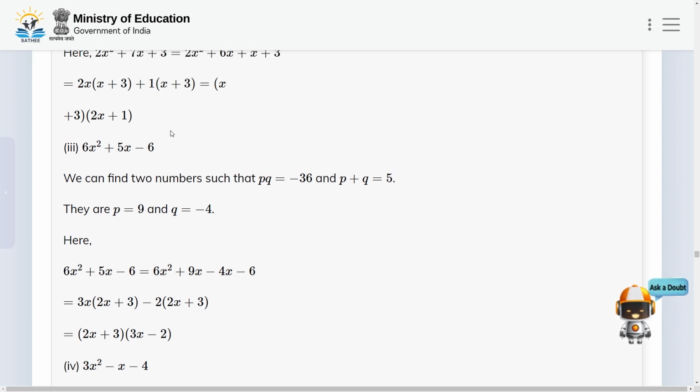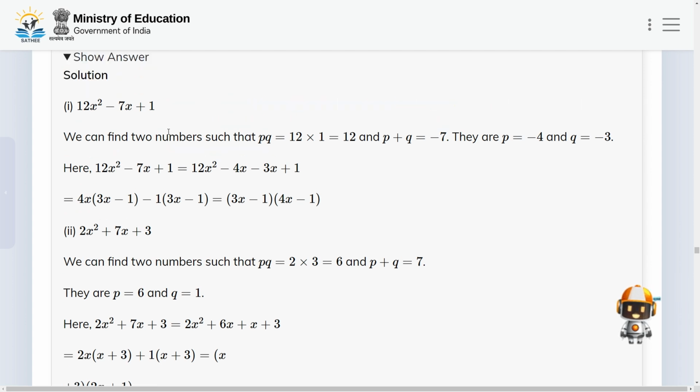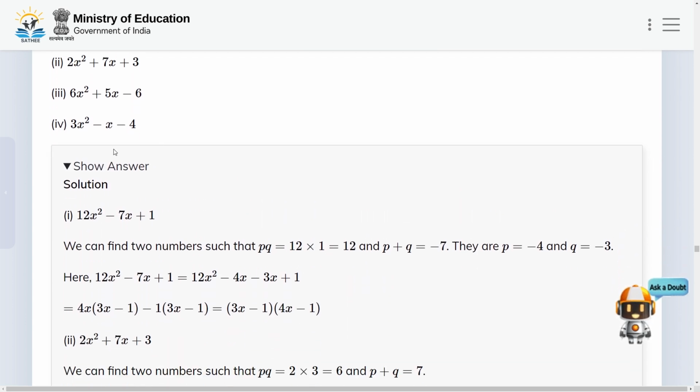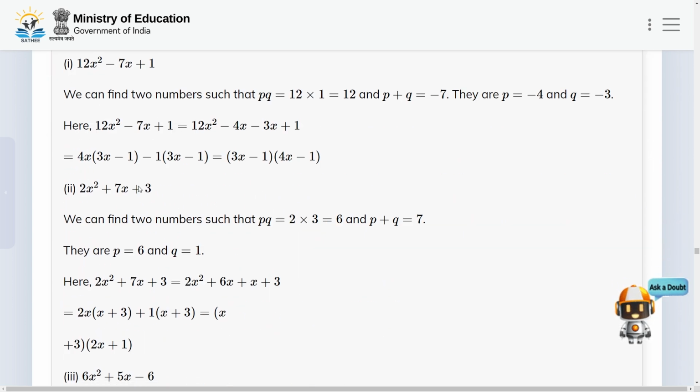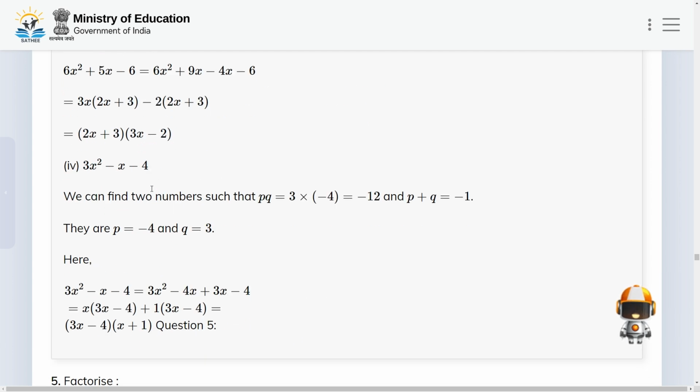Okay, so now let us factorize the fourth one. In the fourth one, we have 3x square minus x minus 4. We can find two numbers such that pq is equal to 3 times minus 4, which is equal to minus 12, and p plus q is equal to minus 1. So p is equal to minus 4 and q is equal to 3.